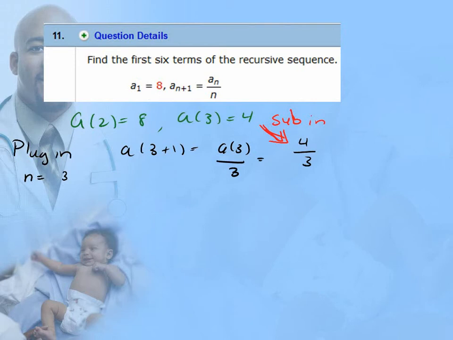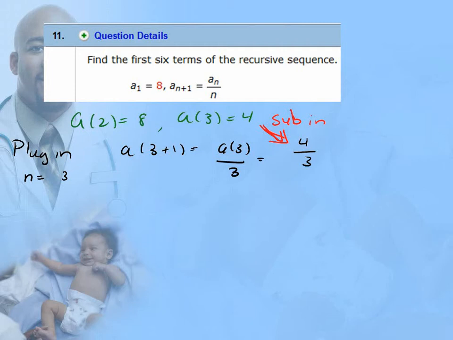Okay, n equals 3. Do it again. N equals 3, plug it in. What do I get on the inside? Right here, I get a at 4 on the inside. Everybody in the back row with me? Are you guys with me?